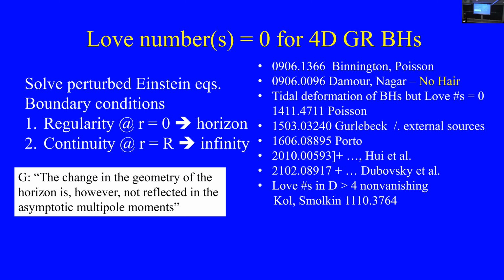Now the thing is that with compact objects, typically you solve the perturbation equation with the boundary conditions of regularity at 0 and continuity at the surface. But with black holes you can't do that. So you replace these two boundary conditions by some other boundary conditions on the horizon and at infinity.